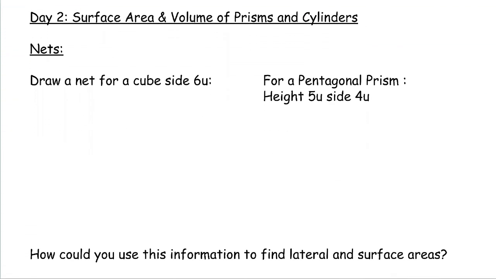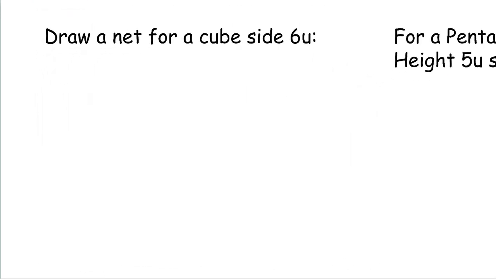All right, so surface area and volume of prisms and cylinders. Most of what we do right here is going to be a review. So you have drawn nets for a very long time. Remember, a net is just the unfolded version of our three-dimensional figure. So if I want to draw a net for a cube, remember that a cube has 6 congruent sides. So I'm going to start here.